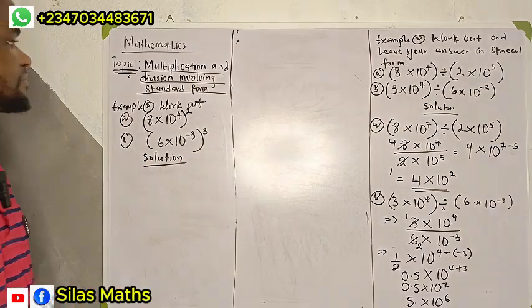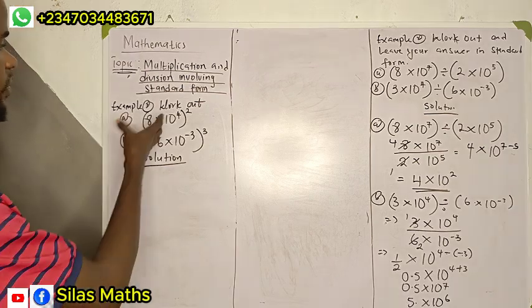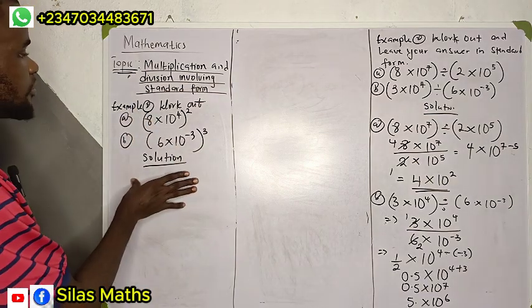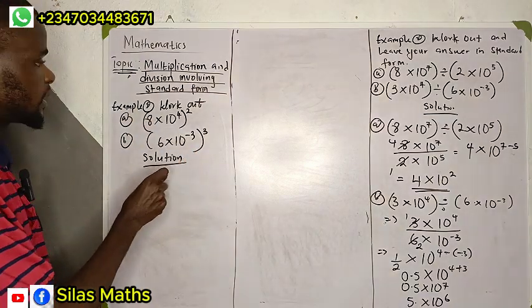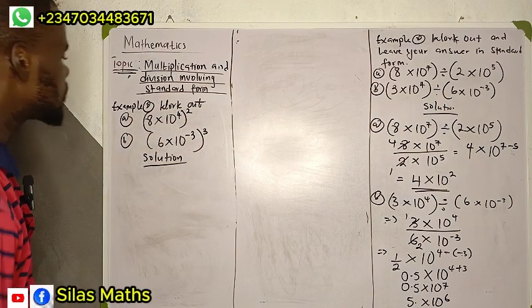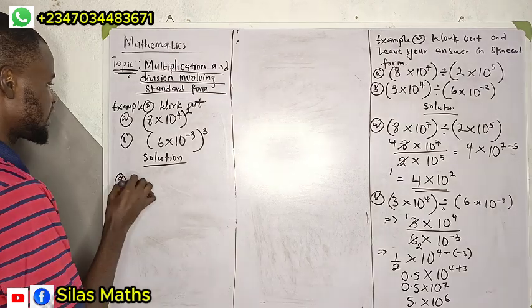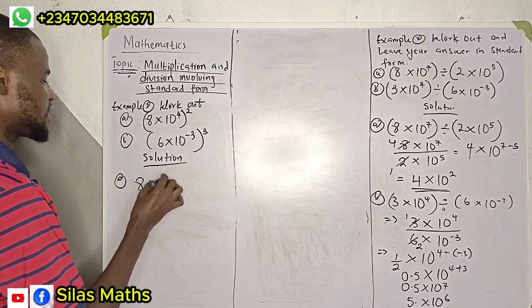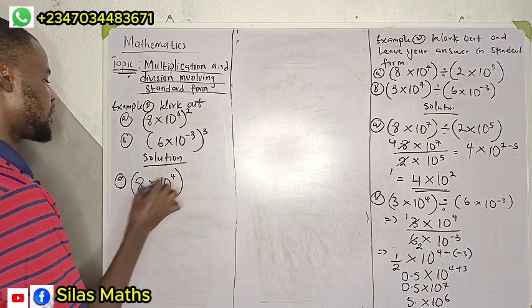All right, let's take a look at this. We're expected to work this out, but we must leave our answer in standard form. Okay, the question expects you to leave your answer in standard form. So how do we do that? We have this times 10 raised to the power 4 or to the power of what?